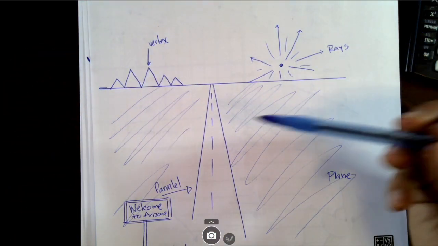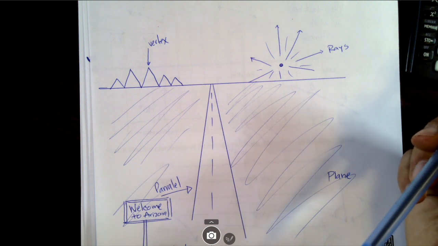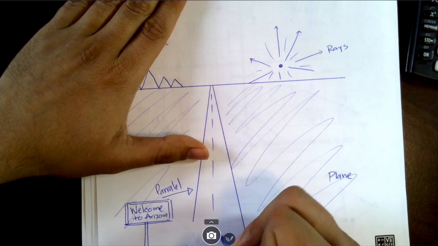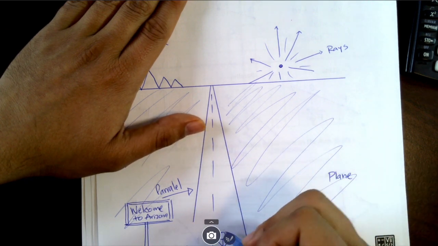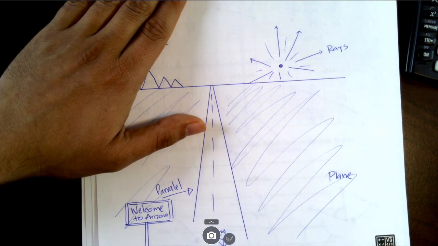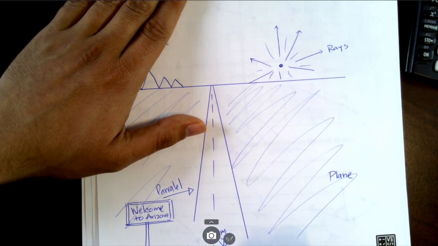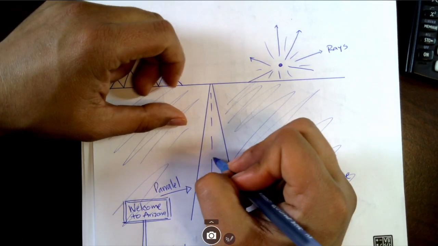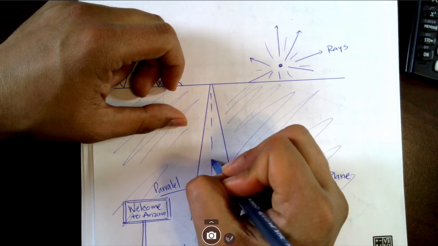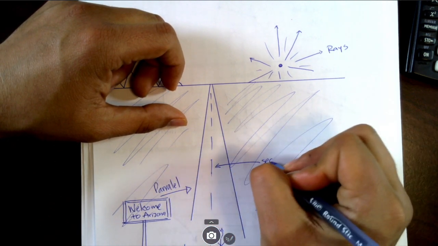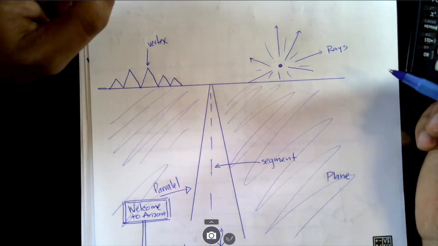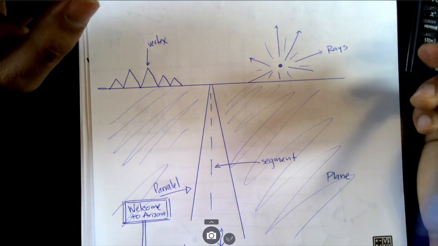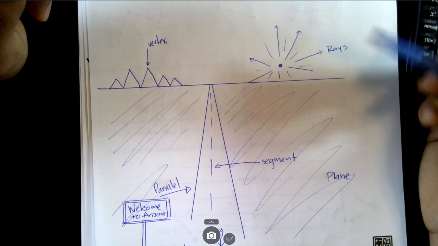We need 4 more words. So I think I'm still missing a point. So I'm going to draw myself in the middle of the road. And I'm going to say where I'm standing, that's my point. Okay. I need a segment. The lines on the road, that's a segment. So I got 1, 2, 3, 4, 5, 6, 7. I'm missing 2. I think I'm missing a curve. And I'm missing a line.